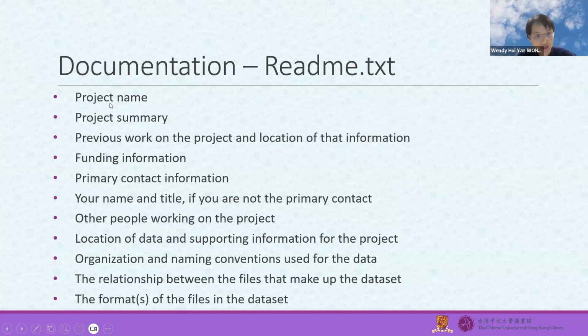For documentation, you should note down the processing, the summary, how the previous work on the project or location, the funding information, and the primary contacts. Are you, as the PI, the primary contact, or will your RA help you as the data management contact? And your name and title, if you are not the primary contact, other people working on the project, location of the data, and organization. The relationship between the files that make up the data set.